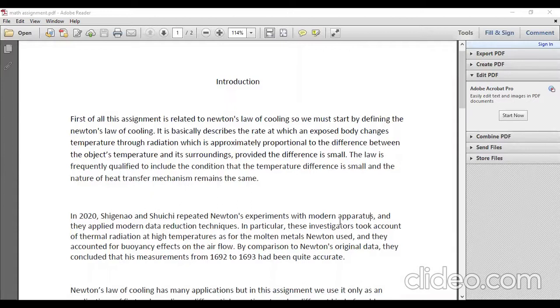Today I'm going to talk about the introduction and problem statement for our assignment. First of all, this assignment is related to Newton's law of cooling. So we must start by defining what Newton's law of cooling is.